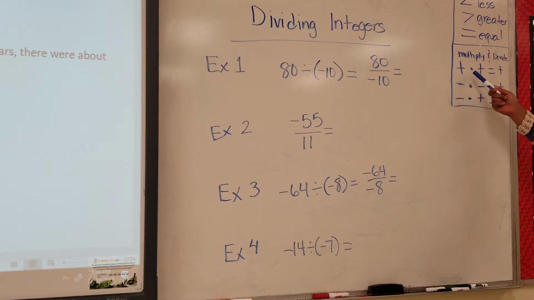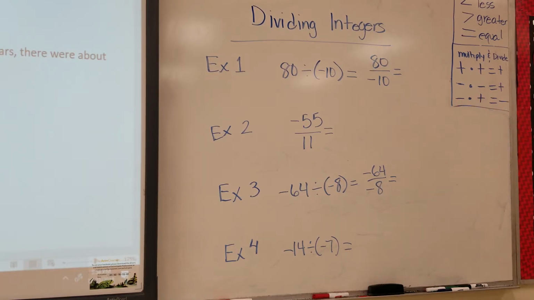When you have a positive, you divide it by a positive, you will still get a positive. When you have a negative and you divide it by a negative, you will then get a positive. If you have a negative and divide it by a positive, you will still get a negative, okay?